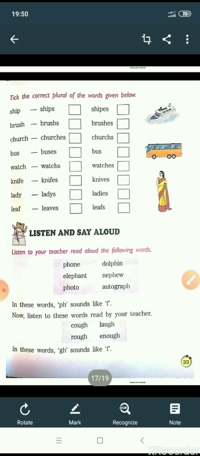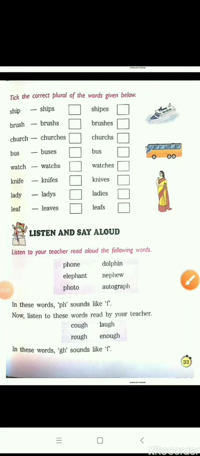Tick the correct plural of the word given below. Now what we have to do is find out the correct plural of the words given. First one is ship. The last letter of the word ship is P. So the correct answer is ships.